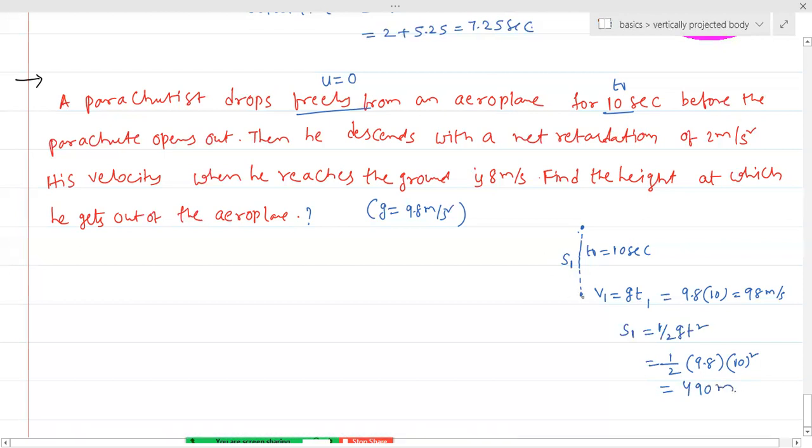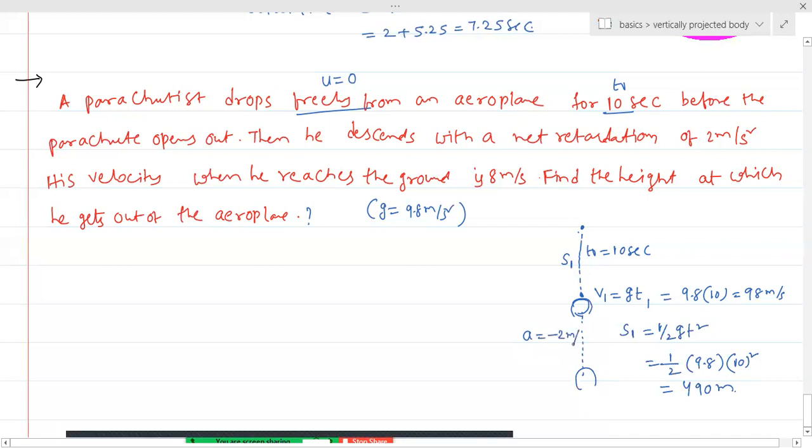Now we need to understand the question. Now the parachute is opened. The parachute is open now, and it is not having gravity right now. It has a retardation of 2 meters per second squared. Retardation means negative acceleration. From now onwards, it has retardation. When he reaches the ground, his velocity is 8 meters per second.